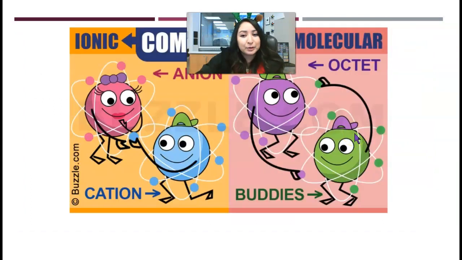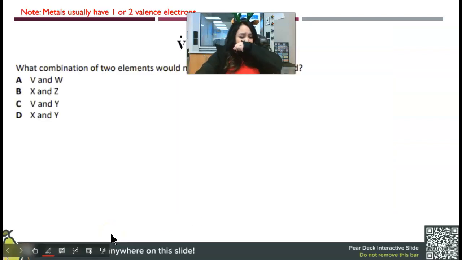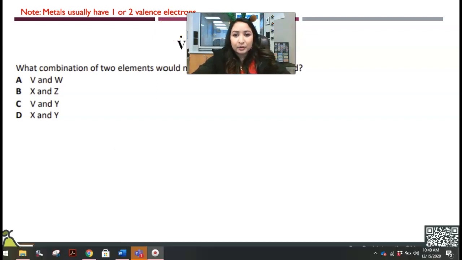All right, so this is a cute little cartoon to help you understand why. Here in ionic compounds, the cation, which is the blue one here, is giving up its electron to the anion. That way it can have its full 8, it can be complete, it can be happy. Here with covalent compounds, they follow the octet rule. They're buddies. They are sharing electrons so they can be happy and complete the octet rule.